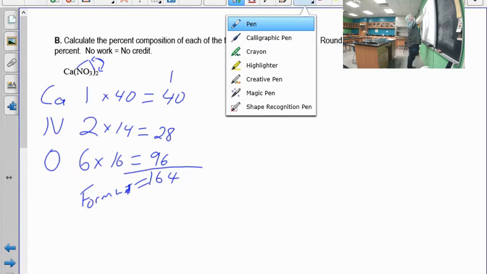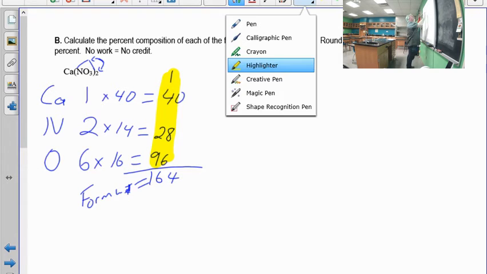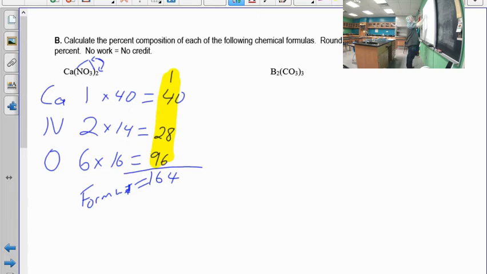What I want you to see when you do a percent composition is, once you know how much comes from each atom, after we've done this multiplication, the 1 times 40 gives us 40, 2 times 14 gives us 28. After we've done that multiplication, then we can do our percent compositions. All we have to do is take these numbers, 40, and divide it by our total formula weight of 164. Then we multiply by 100 simply to turn it into a percent.